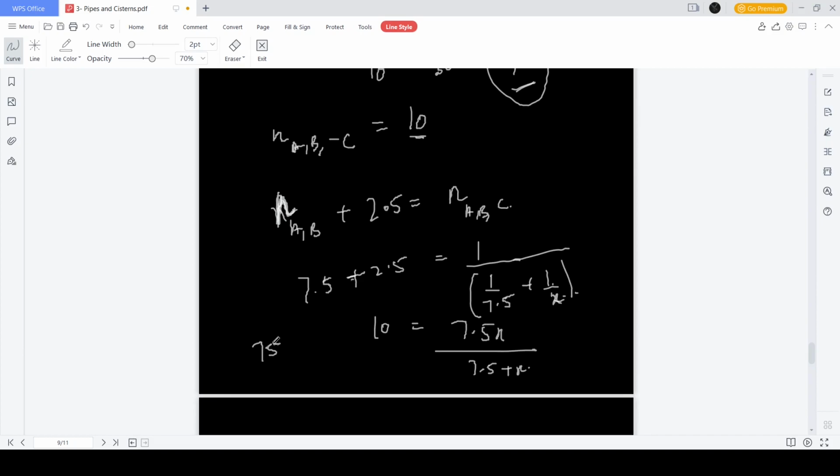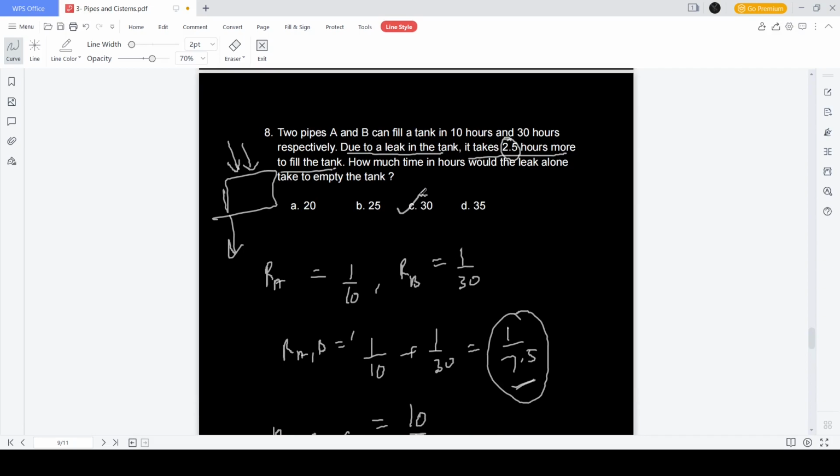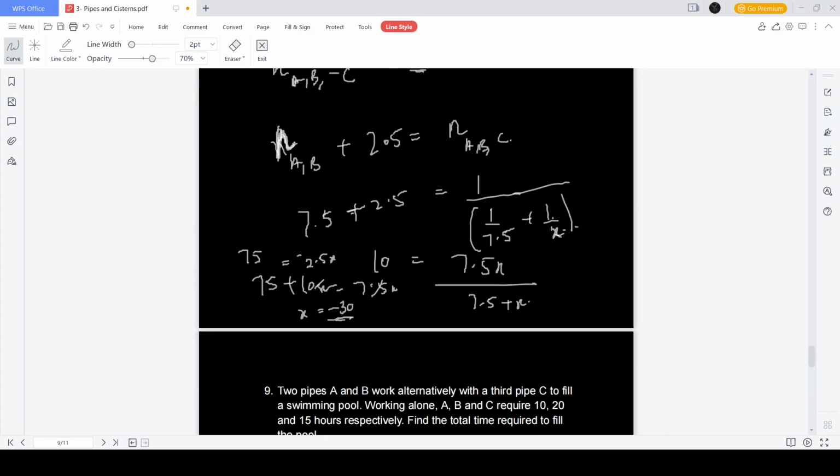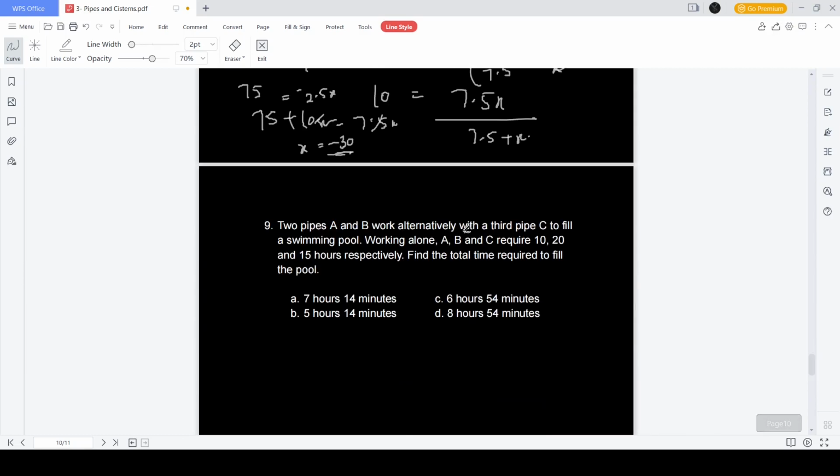So this goes to that side: 75 plus 10x equals 7.5x. We can cancel this and this. We'll get 2.5x minus 2.5x equal to 75, so x will be minus 30. So it takes 30 hours for the leak to empty the tank. It's a negative sign because it's going out. So that's the answer.